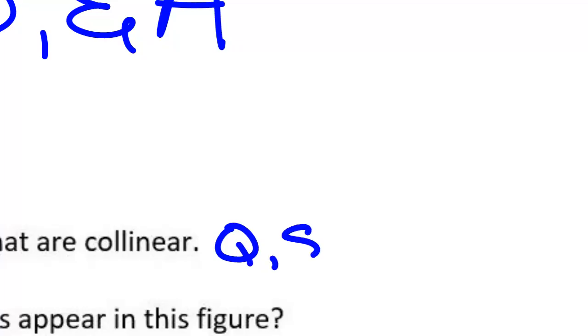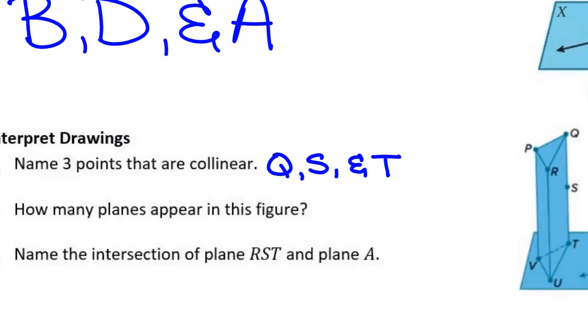Q, S, and T. How many planes appear in this figure? We don't need to name them all. We're just going to say how many. This shape right here is a prism. What shape is the top of the prism? A triangle. Is the triangle flat? Yes, so that would count as a plane because it is a flat space. So that's one plane, the very top of this prism.